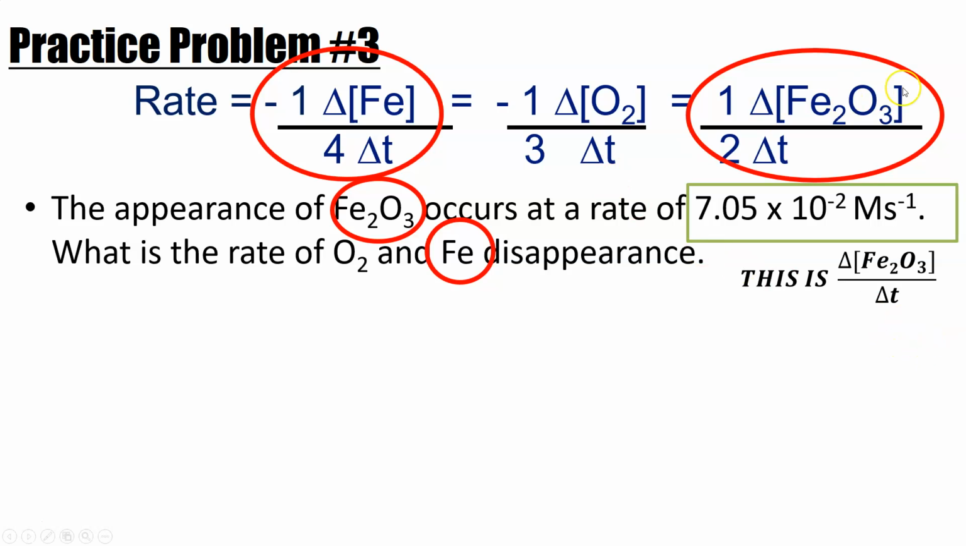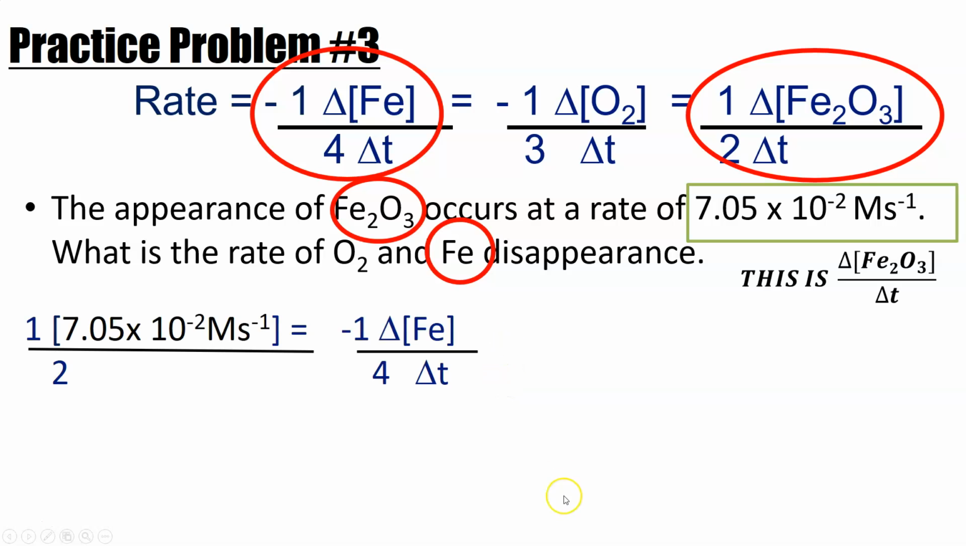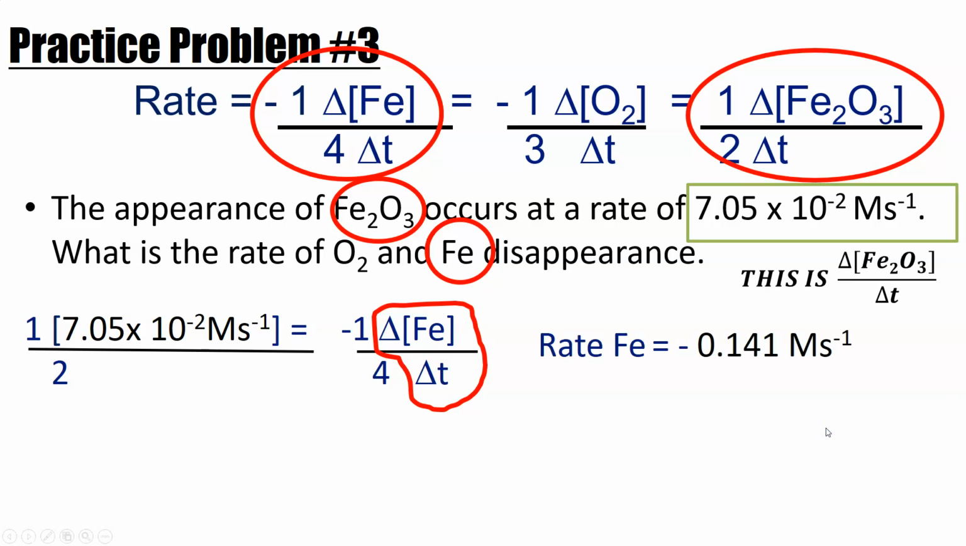All right, we're going to have 1/2 of our iron oxide rate equaling negative 1/4 times delta over delta. I'm going to isolate my delta over delta. That's my variable. That's my rate of disappearance. I'm going to move all this junk to the other side. And that's the rate at which the iron disappears.